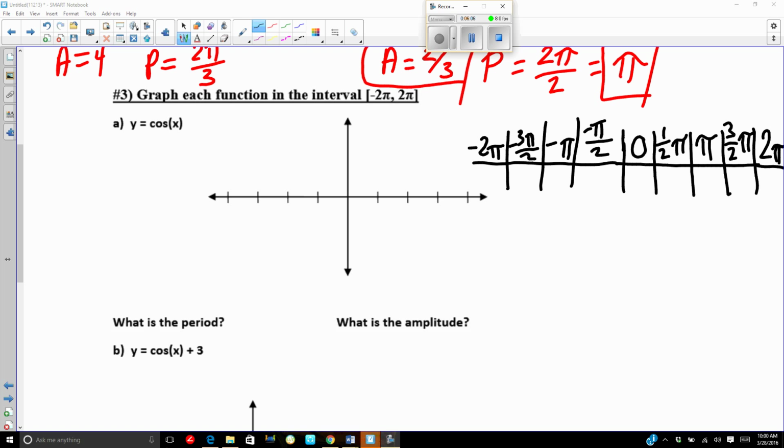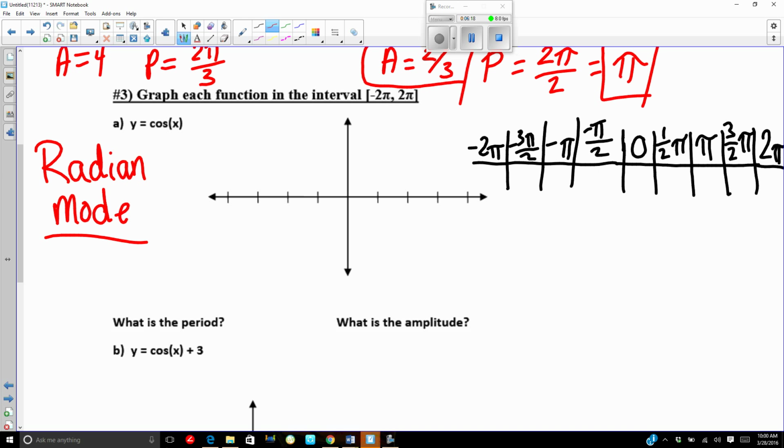So make sure you're in radian mode when you're putting these in the calculator. Anytime you've got pi involved, you want to be in radian mode, not degree. So change your calculator to that mode, and we're essentially going to insert each of these x values into this equation to give us y. I'm going to pause it, let you come up with those, and I'll fill them in, then we'll graph these.